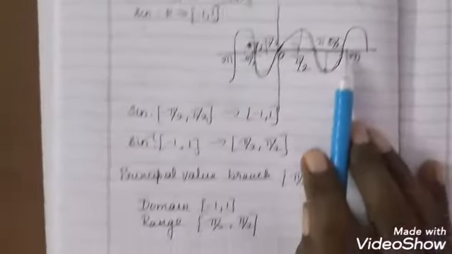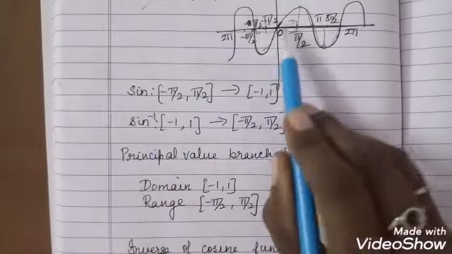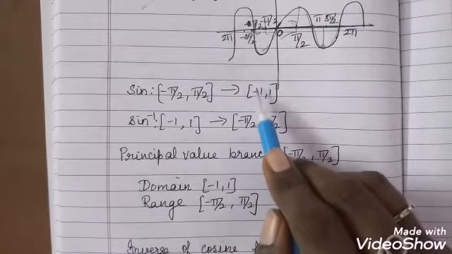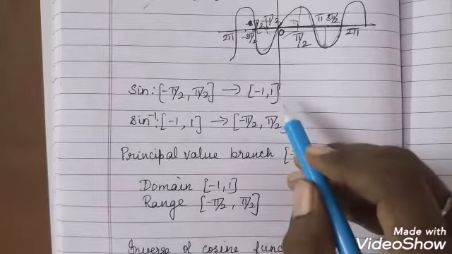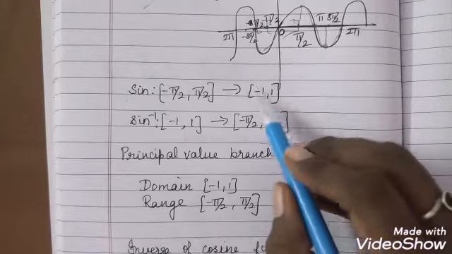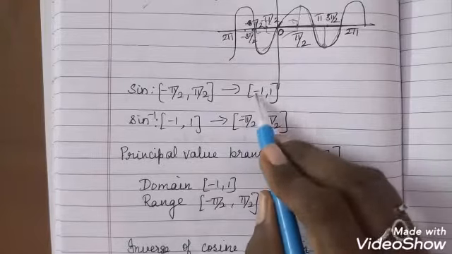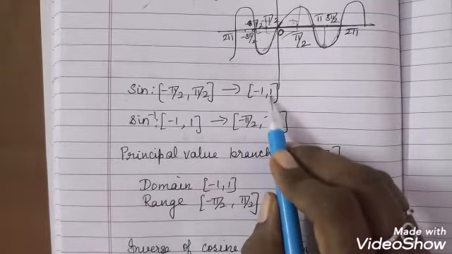Got it? So here I have written sine is from minus pi by 2 to pi by 2. That's nothing but minus 1 comma 1. So the range will be nothing but minus 1 comma 1, the closed interval between minus 1 and 1. Why do I write it as a closed interval? Because minus 1 is also included and 1 is also included.